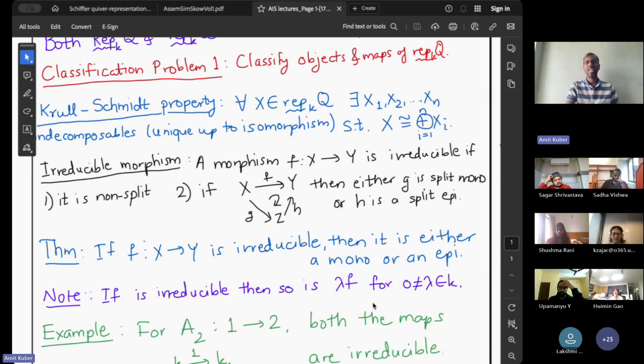Did you mean that it does not have two-sided inverses, or it may or may not have a two-sided inverse, but it at least has a one-sided inverse? That is a split morphism. All isomorphisms are split.